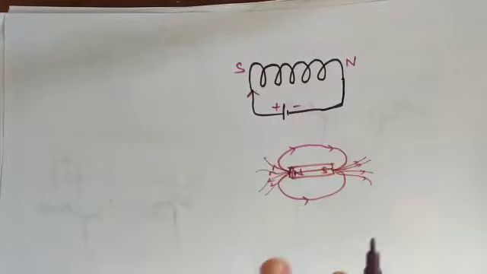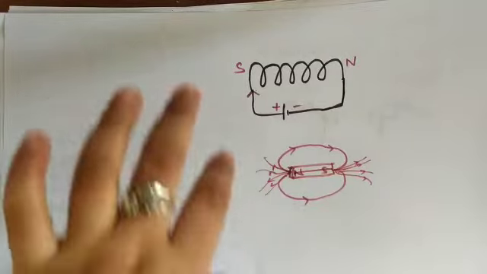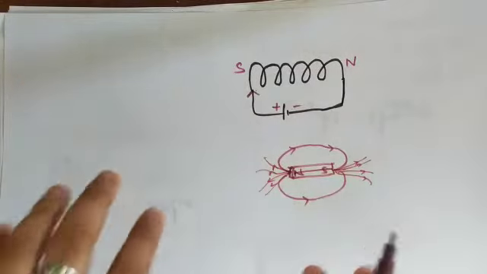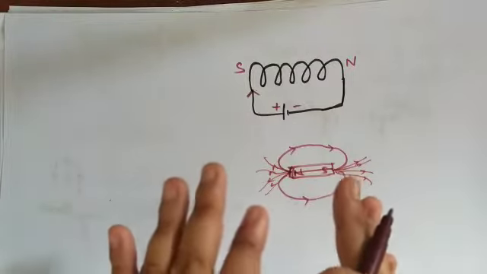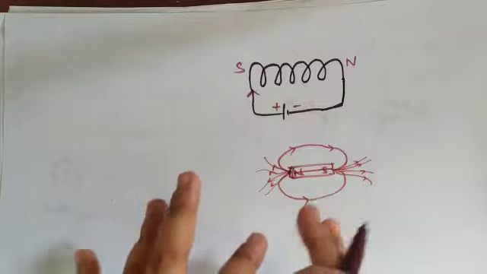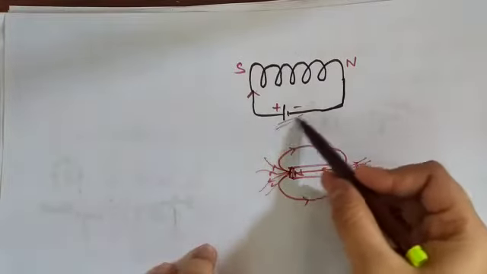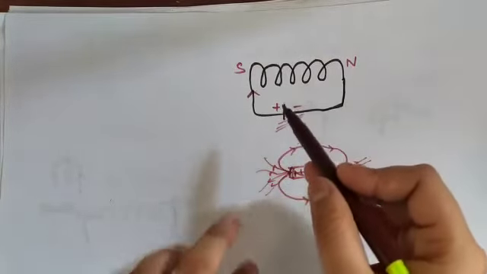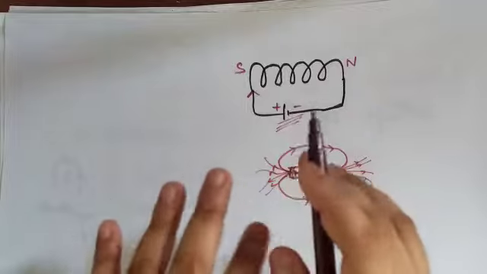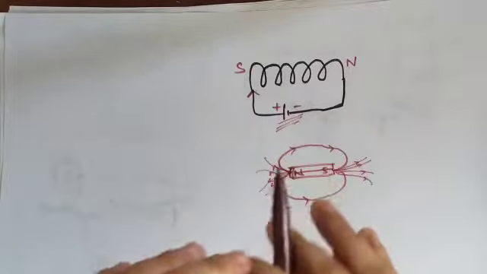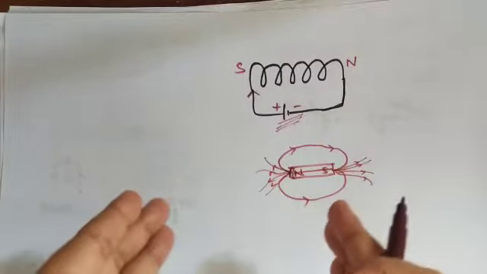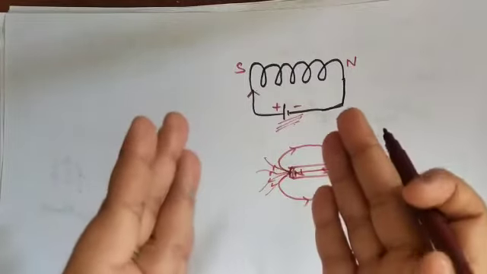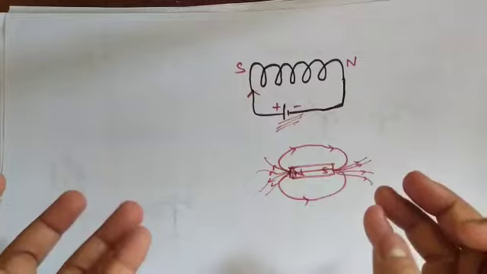Isn't it? Same concept here we are applying. This solenoid acts like a bar magnet, but it is a temporary magnet. It is not a permanent magnet. Only when electricity is passing through this solenoid does it work as a magnet, or else it won't act like a magnet. After the electricity is off, or after the switch is off, this solenoid does not act like a magnet.